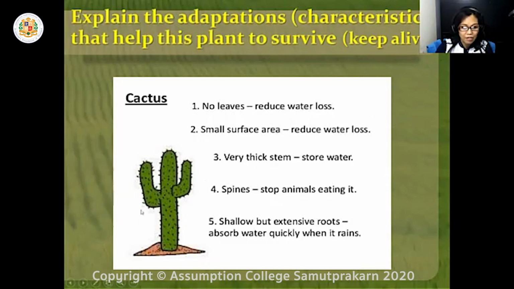Number four, cactus has spines. Okay? Cactus has no leaves, but it has spines so that animals stop eating it. All right? And number five, cactus has shallow roots. Shallow means only on the surface of the soil, but it has extensive roots or very long roots to search for water. The roots can absorb water quickly when it rains. And these are the adaptations of cactus that help it to survive in desert habitat.